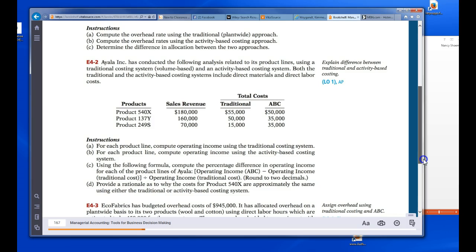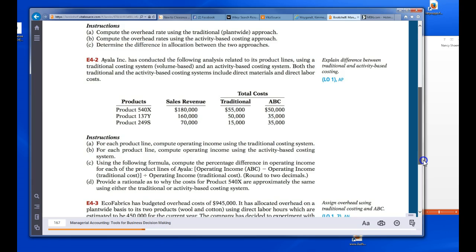Product 540X has revenues of $180. The total cost using traditional is $55,000. Using ABC is $50. Product 137Y is significantly different. The revenues of $160, but doing the traditional method, the costs are $50. Using ABC, they're at $35,000. And again, product 249S, revenues of $70,000. Under the traditional method, we've got costs of $15. Under ABC, the cost should be $35.